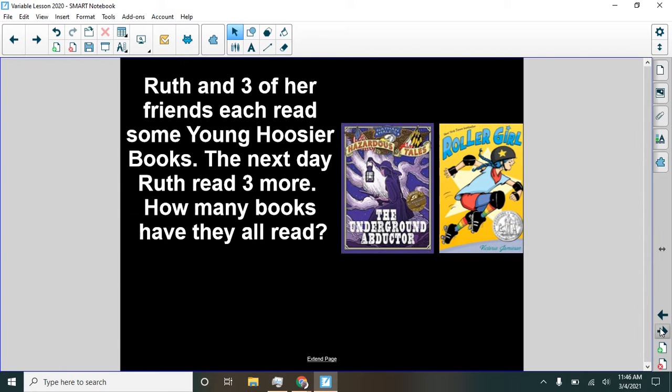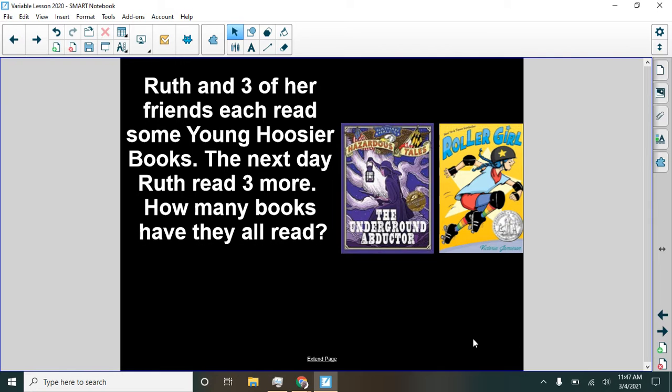We have a little word problem here that says, Ruth and 3 of her friends read some young Hoosier books. The next day, Ruth read 3 more. How many books have they all read? What I want you to notice here is that there are 2 things that we don't know. Usually we're just solving for one thing that we don't know, right? But there are 2 things that we don't know. Tell me one thing that we don't know. All right, and now tell me one more thing that we don't know.